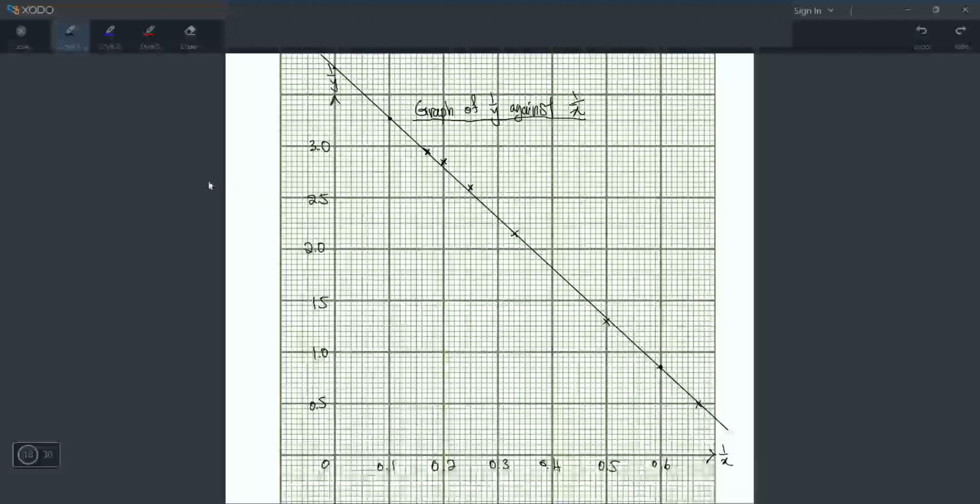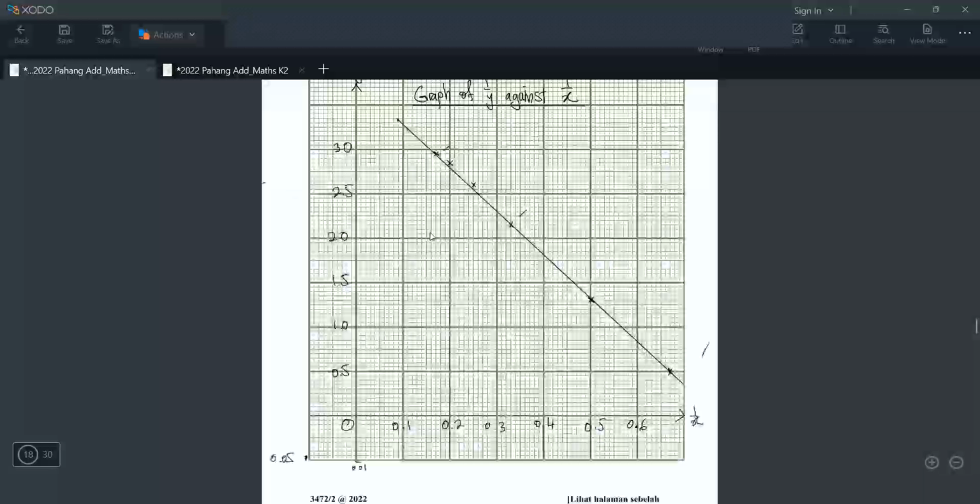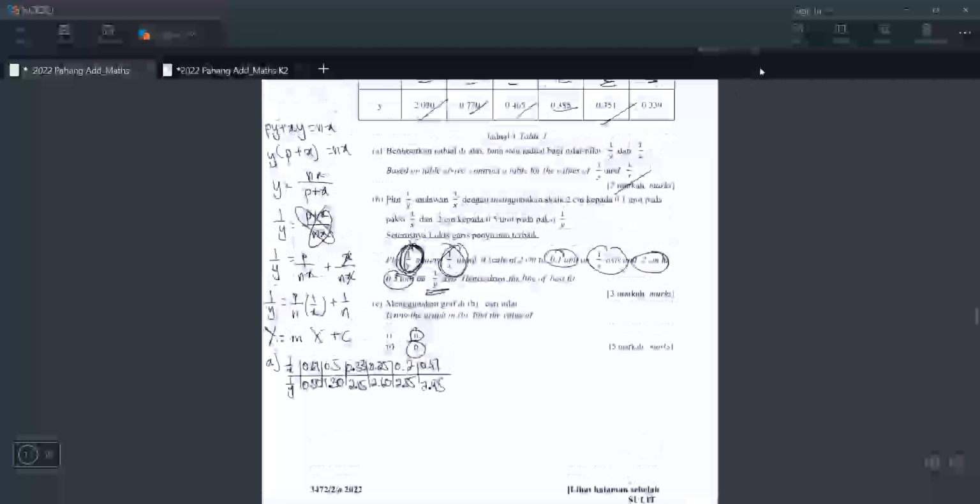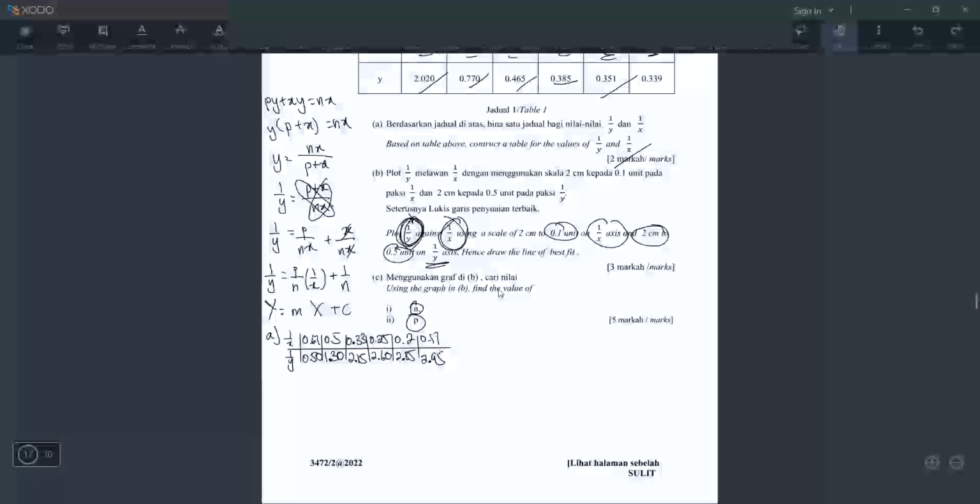Okay, now we can continue to find the gradient and y-intercept because we are doing part C, right? So part B is done. Okay, now for C they will ask us to do what? Using the graph, find the value of N and P. So I will do it here. C, N and P. So question 1 and then question 2.